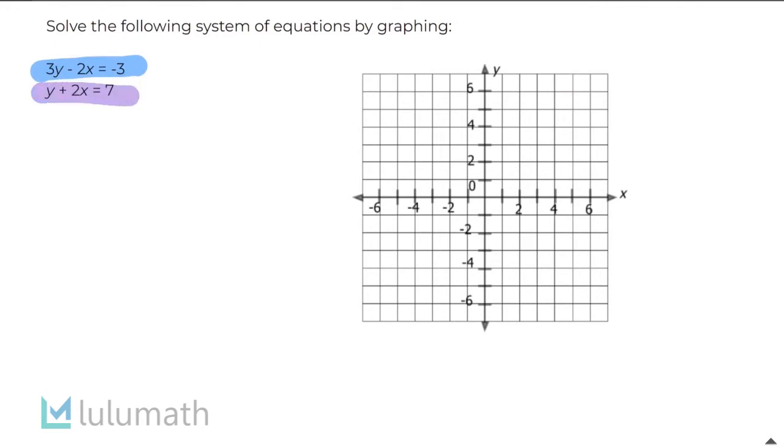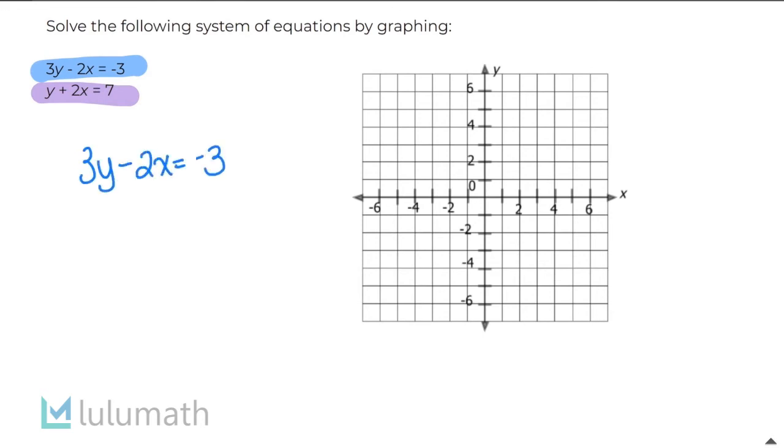So again, both of these lines have infinite solutions because a line has infinite points on them. But because they are two straight lines, they'll have one intersection point, and that intersection point is my solution. So let's go ahead and start to graph out these lines so we can see how to figure out what the solution is. So our first line, 3y minus 2x equals negative 3.